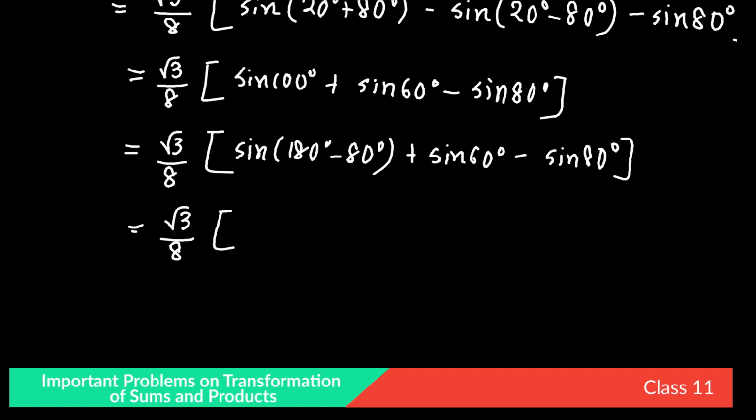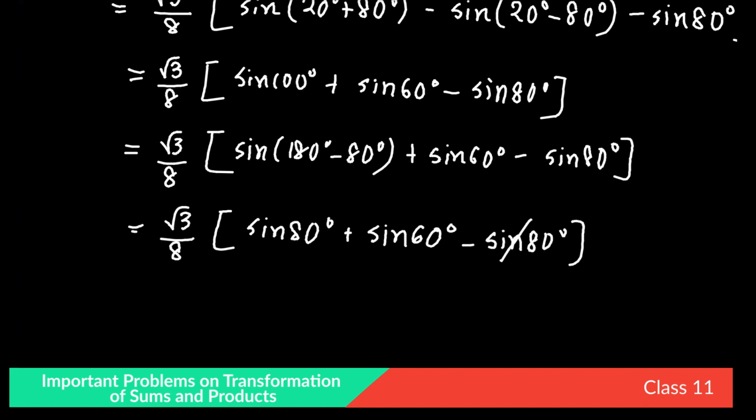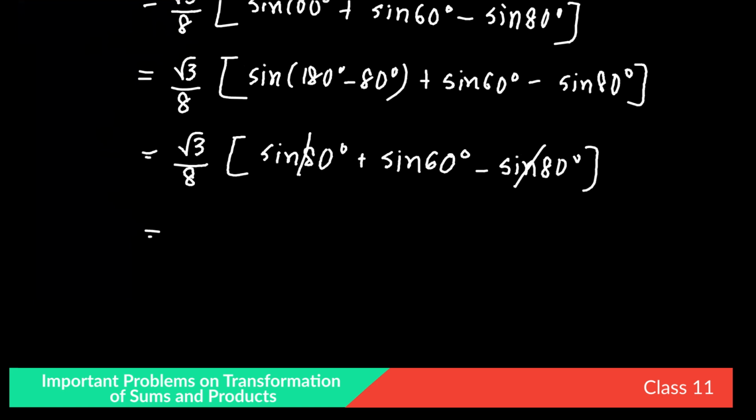So sine 180 minus theta is actually what? It is sine theta. So sine 80 plus sine 60 minus sine 80. So this and this getting cancelled. So root 3 by 8 into sine 60. Sine 60 means actually root 3 by 2. So root into root 3, and it is 3 by 16, which is equal to RHS.